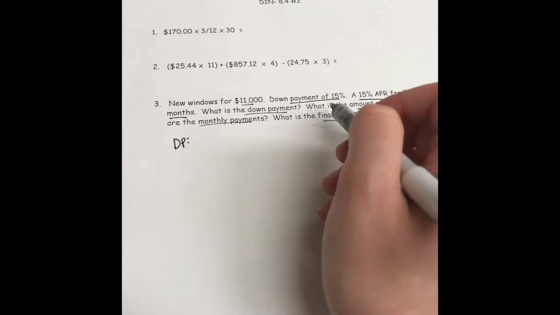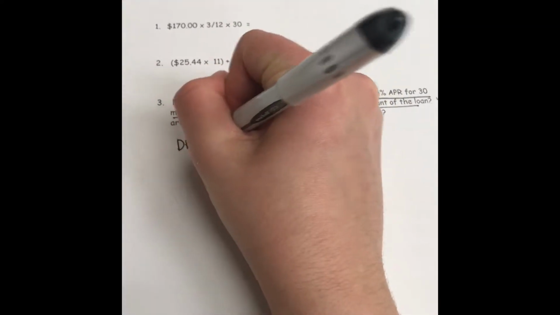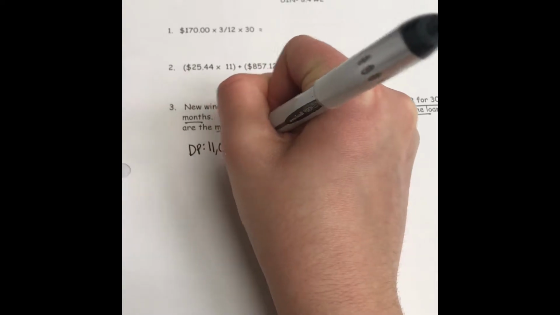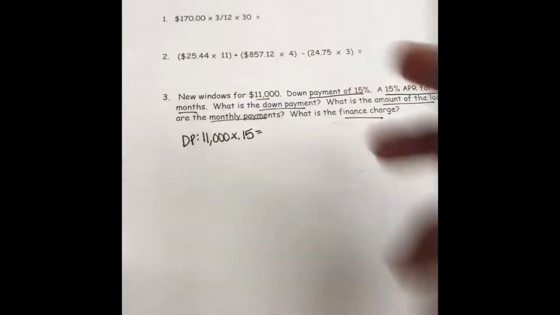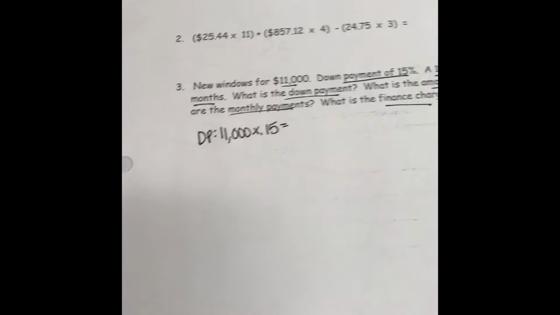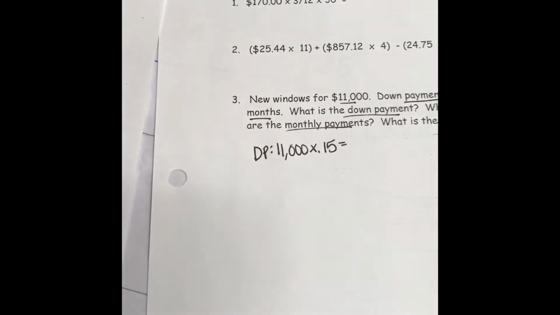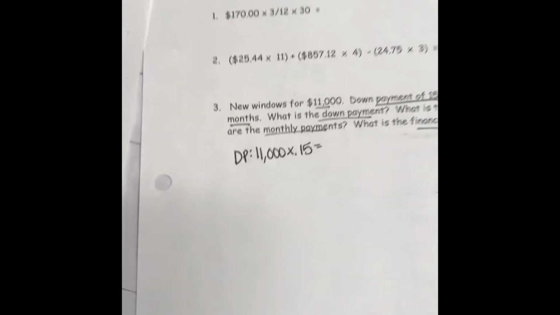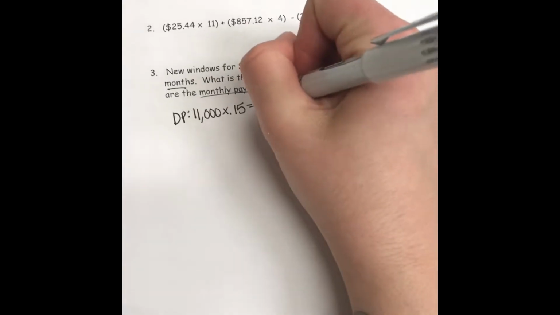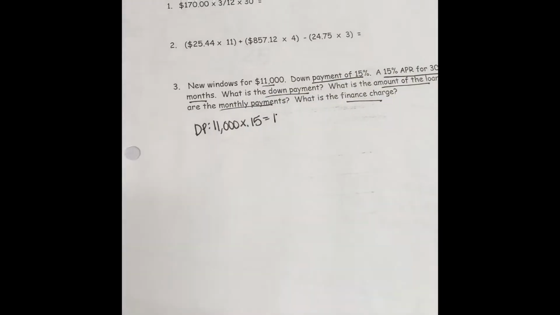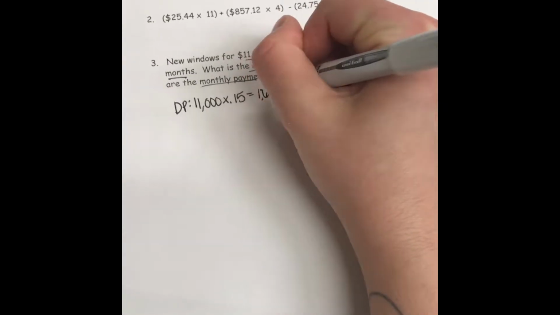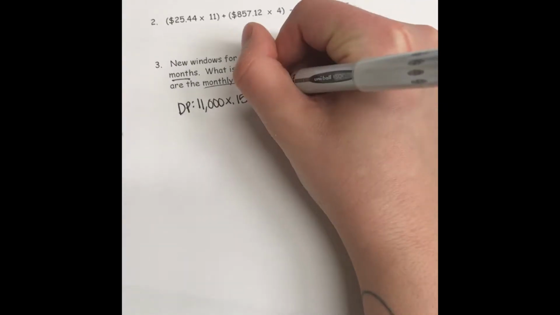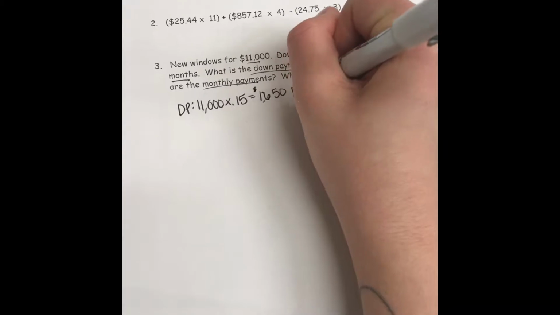So your down payment is the money you're putting down. So I'm putting down 15% of 11,000. So 11,000 times 0.15, which is 15% as a decimal, is $1,650. So this is our down payment.